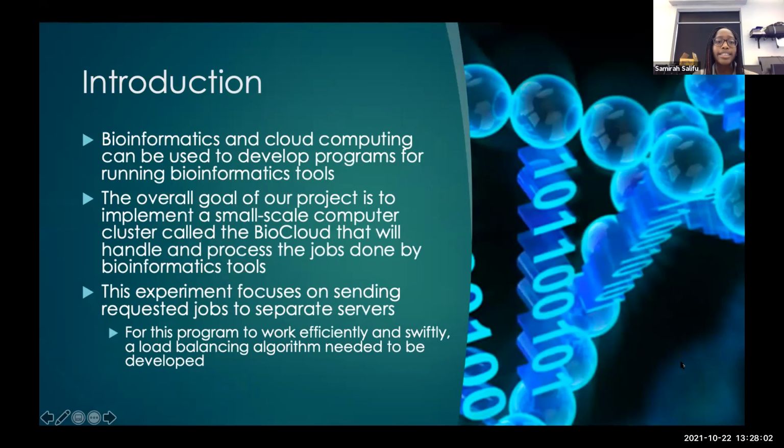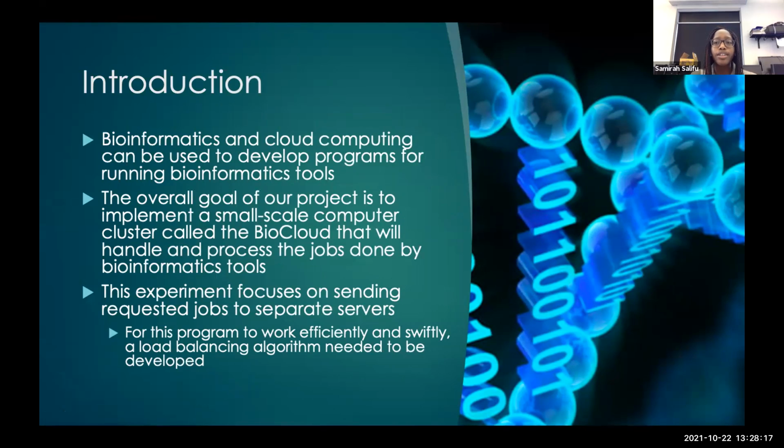Bioinformatics and cloud computing can be used to develop programs for running bioinformatics tools. The overall goal of our project is to implement a small computer cluster called the BioCloud that will handle and process the jobs done by bioinformatics tools.